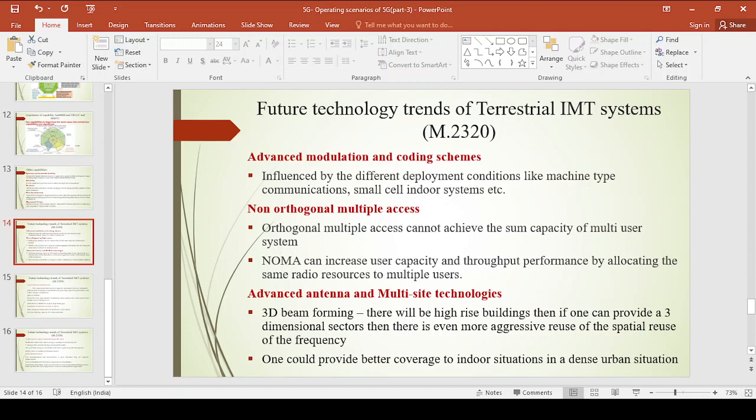Now through 3D beamforming we can provide better coverage to indoor situations in a dense urban situation. Now we have tall buildings. If one can provide 3D dimensional sectors in that particular situation, then we can aggressively reuse the spatial frequency. That is the main advantage of 3D beamforming. If there are any tall structures at that particular place, and we are in a position to provide 3D dimensional sectors, then we can aggressively reuse the spatial frequency, right? Now one can provide better coverage to indoor situations in a dense urban situation.